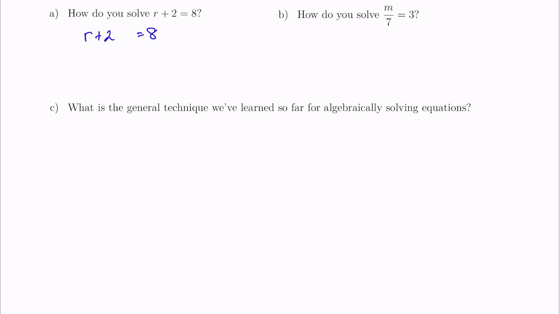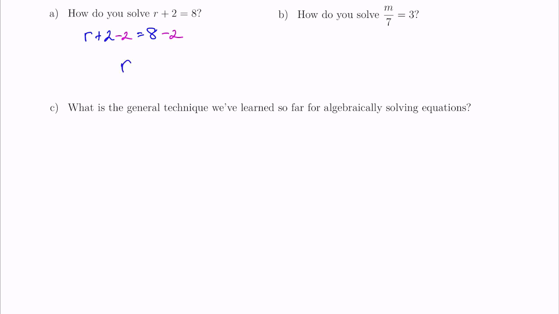Well, to solve the equation r plus 2 equals 8, the first thing we would do is to subtract 2 from both sides of the equation. Notice that the question wasn't solve the equation, but how do you solve the equation? Because it was r plus 2, we subtracted 2. The reason we decided to subtract 2 is because when we have that 2 minus 2 on the left side of the equation, they cancel out.